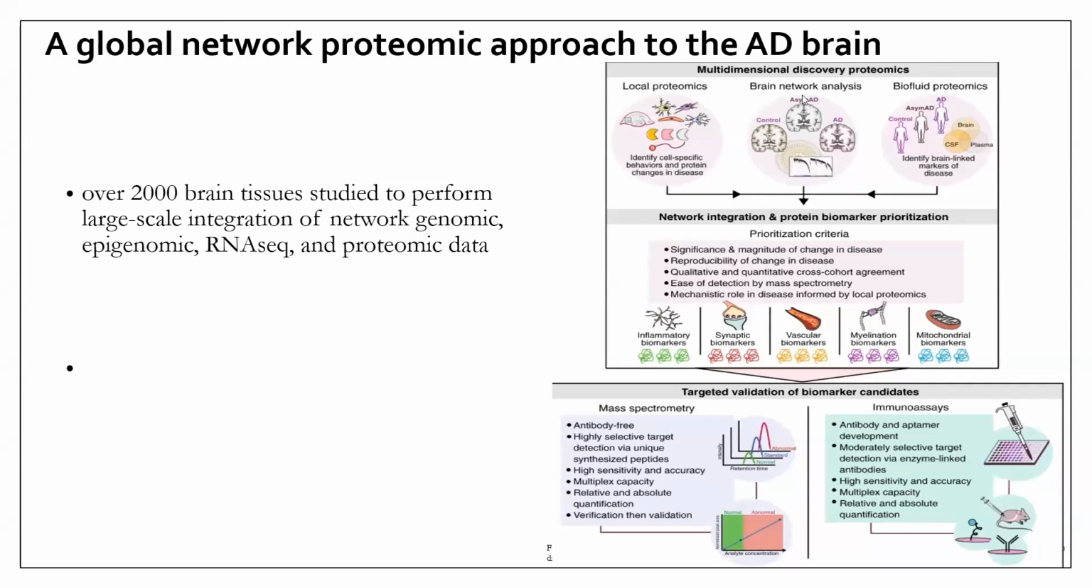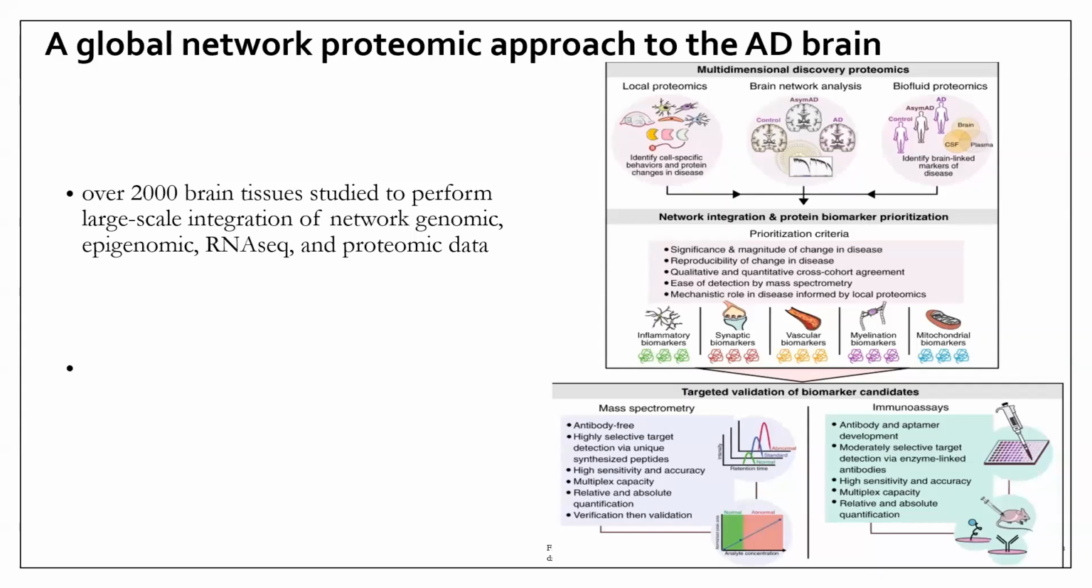Next, they are using a brain network analysis, using control, asymptomatic Alzheimer's and symptomatic Alzheimer's, and then they are using biofluid proteomics, meaning they are using plasma, that is your blood samples also, and then they are using cerebrospinal fluid also for studying. And then they are using these three of them to define the protein biomarker for this particular AD brain.